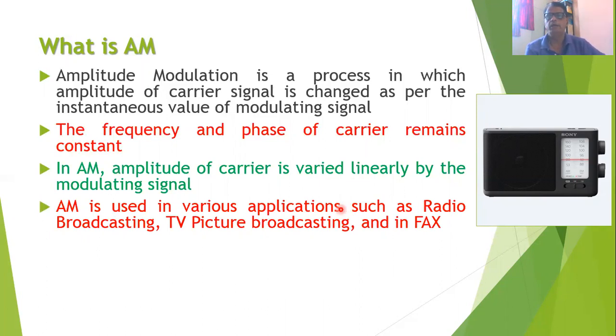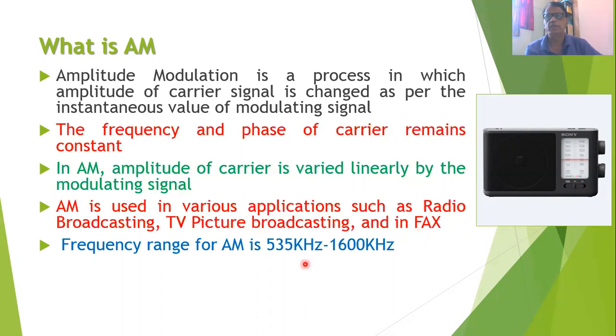AM is very popular and commercially it is used in many applications. Amplitude modulation is used in radio broadcasting. For example, we have a radio station at Parbhani, so this is our AM radio station. Similarly, the radio stations at Aurangabad, Mumbai, Pune, all these are AM radio stations. The TV picture that you get also makes use of amplitude modulation. Whenever you fax a document to somebody else, amplitude modulation is used in the fax machine to send the document.